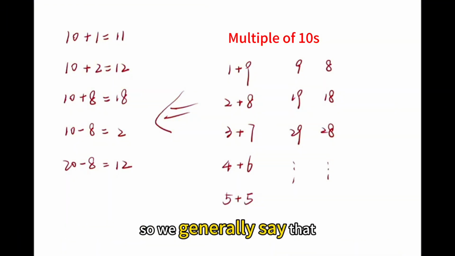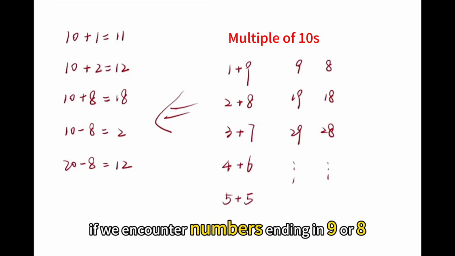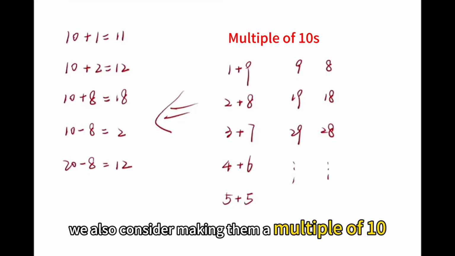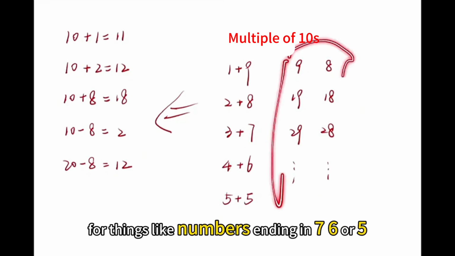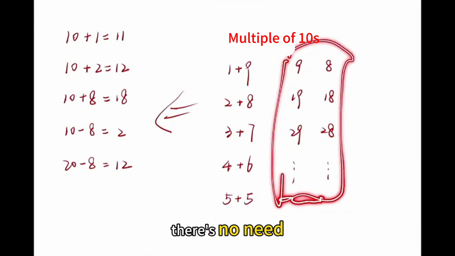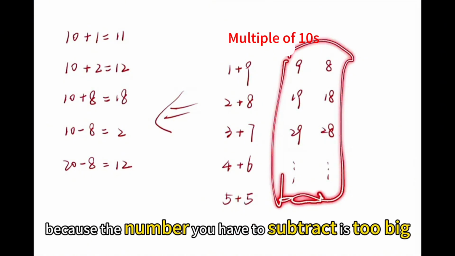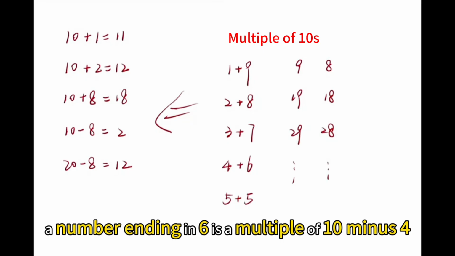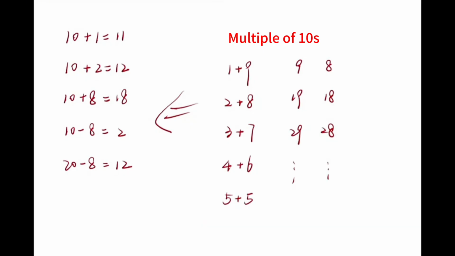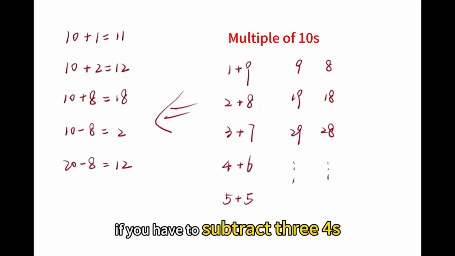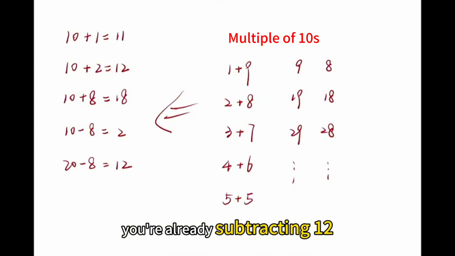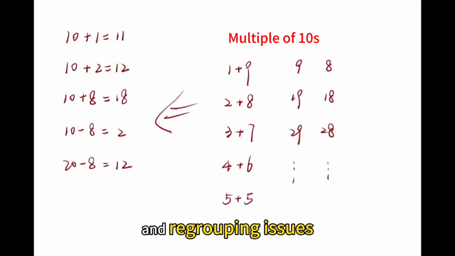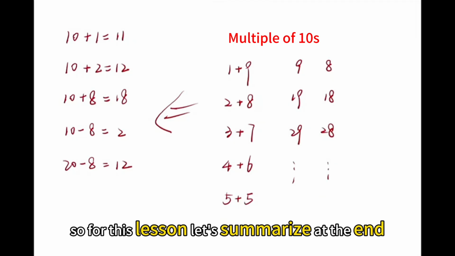So we generally say that if we encounter numbers ending in 9 or 8, we also consider making them a multiple of 10. For things like numbers ending in 7, 6, or 5, there's no need, right? Because the number you have to subtract is too big. For example, a number ending in 6 is a multiple of 10 minus 4, right? If you have to subtract 3 4's, you're already subtracting 12. Then you're back to dealing with borrowing and regrouping issues. So there's no need. So for this lesson, let's summarize at the end.